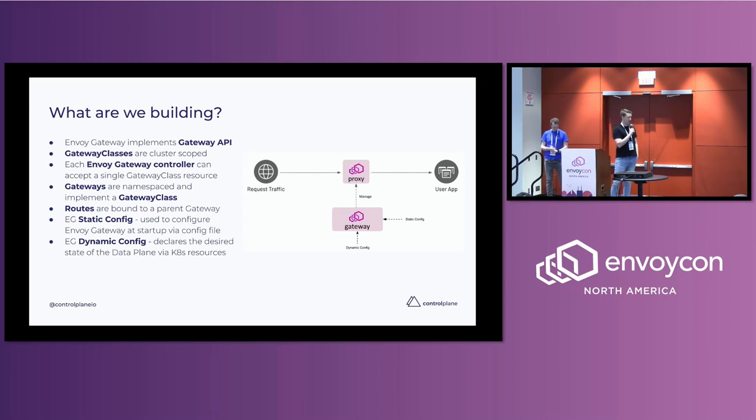So Envoy Gateway operates on static and dynamic configuration. The static configuration is used to configure Envoy Gateway at startup and should be stored in a secure source control management repository. And dynamic config is used to reconcile the desired state and to provide dynamic updates of the state of the data plane via Kubernetes resources, typically through applying manifests or some sort of GitOps deployment.